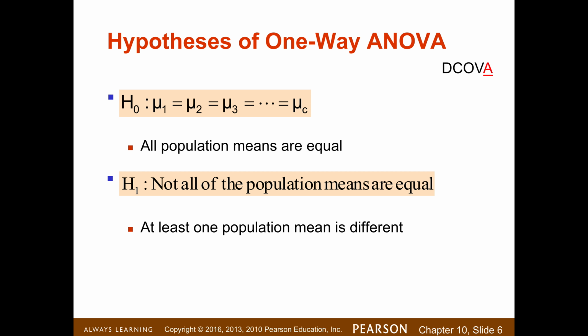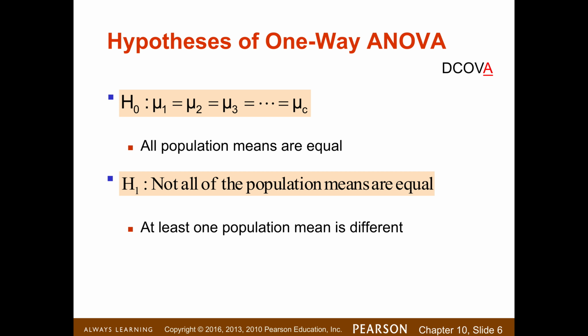Now, what does that mean? Does it mean they're all different? No, it doesn't. Maybe the accidents for shift 1 and shift 2 are the same, but maybe shift 3 differs from both of them. Or it could be that all 3 are different. So all the alternative says is that there's at least one population mean that differs.